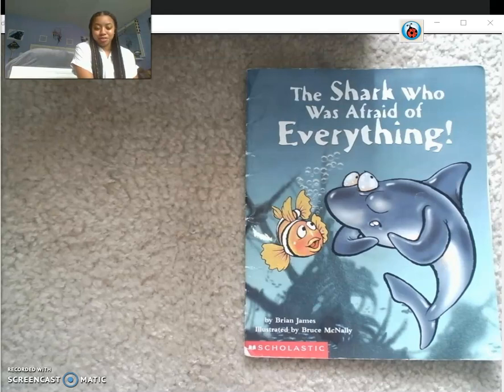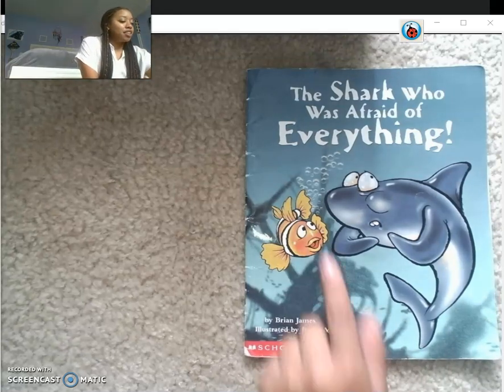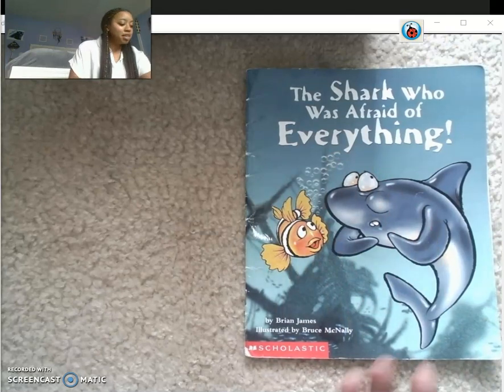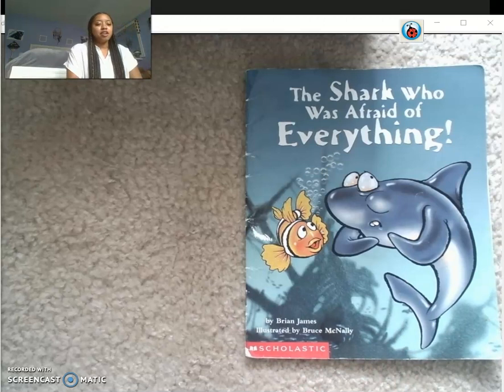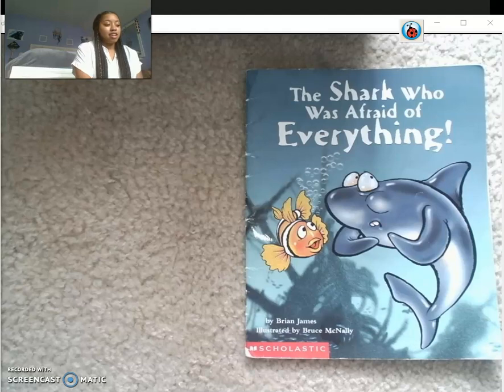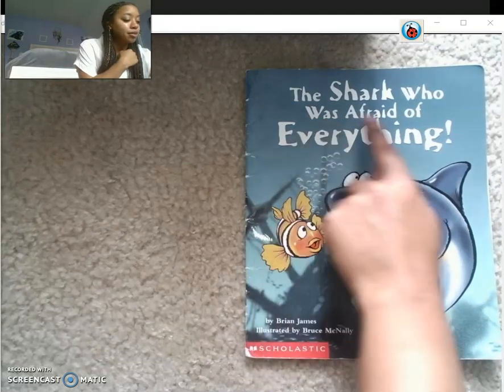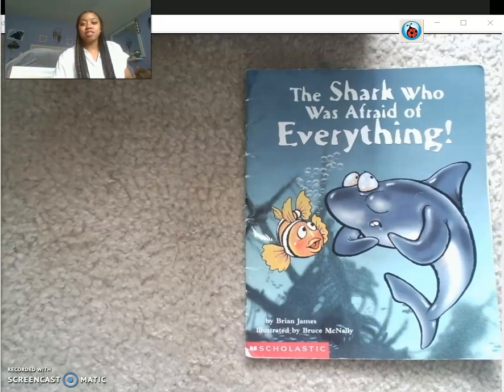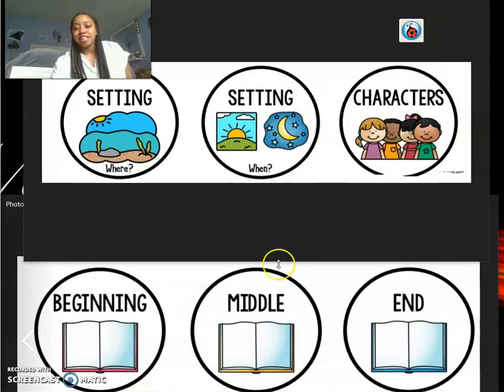So the book we're going to read today is called The Shark Who Was Afraid of Everything. I'm looking at the cover of this book and I'm going to think, who might the characters be in this story? And I'm also wondering, based on the title, what might be happening in the story? What's going to happen? We are going to use something that we use in the classroom, which is our retelling sticks, and we're going to use our retelling sticks after we read our book to help us retell the story.